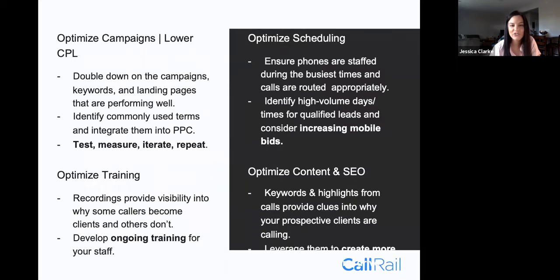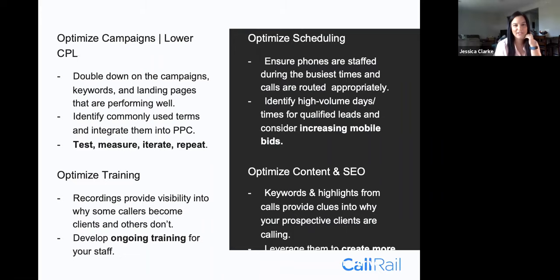So lastly, we're going to talk about optimizing marketing ROI, which is why we're all here, right? So these are just some examples of things that you can do once you have that arsenal of data in your pocket. So of course, optimizing campaigns and lowering cost per lead or cost per client is the biggest. You can double down on the campaigns and keywords and landing pages that are performing well. And you can either do this to save costs, to lower your marketing costs overall, or just to make your marketing spend more effective. And I'm always going to recommend testing, measuring, iterating, and repeating.